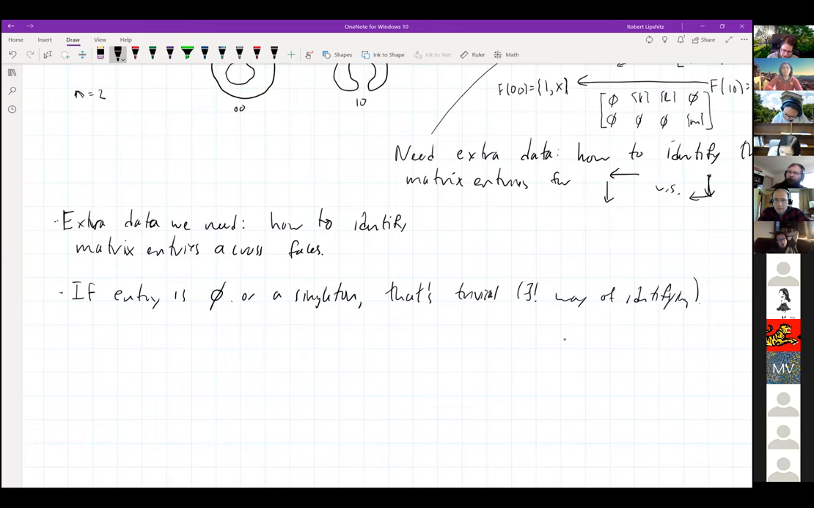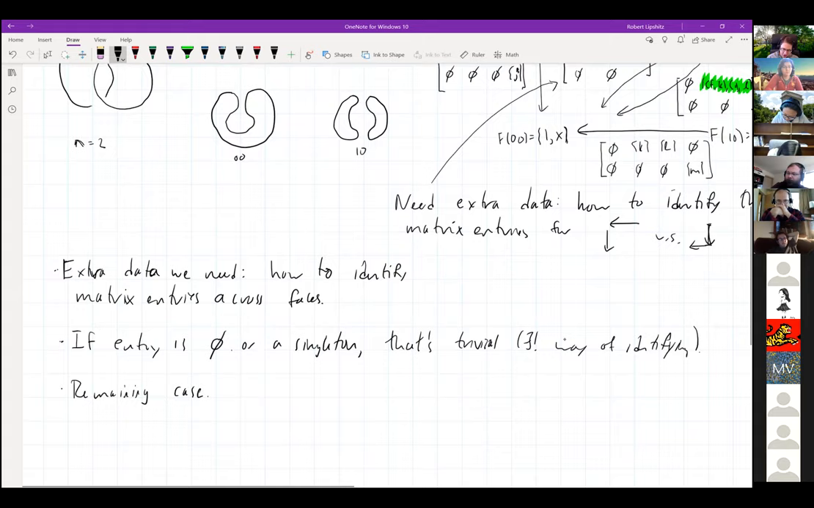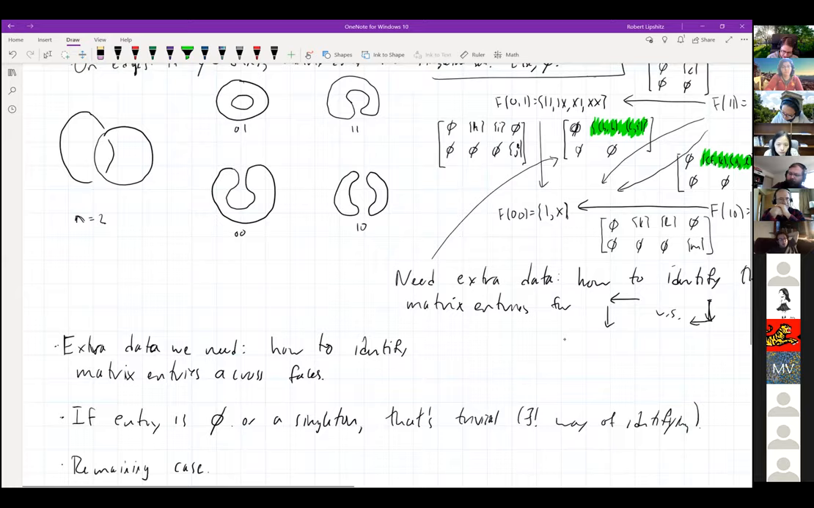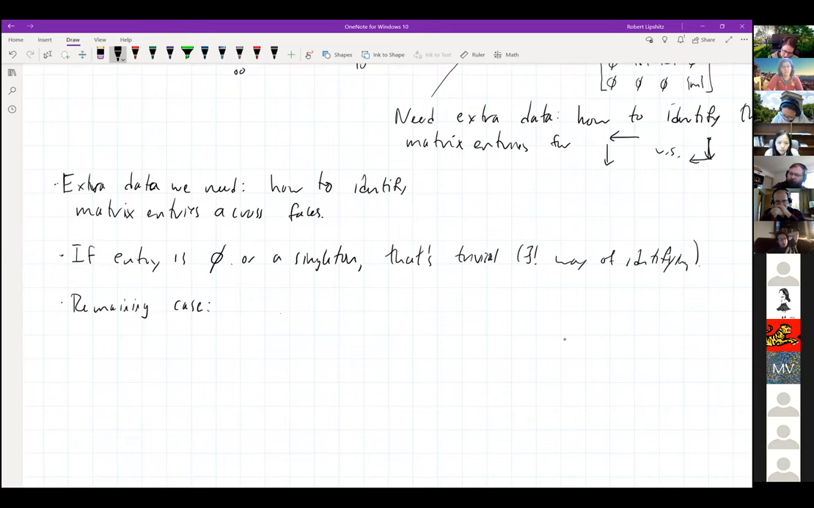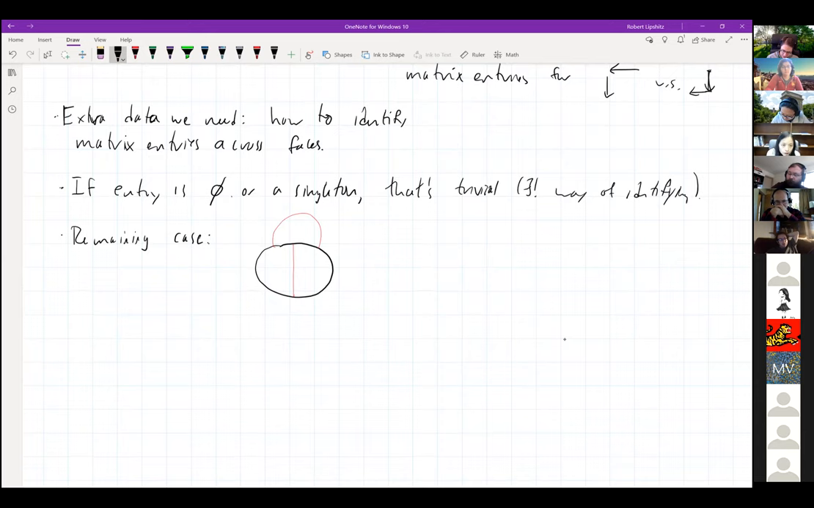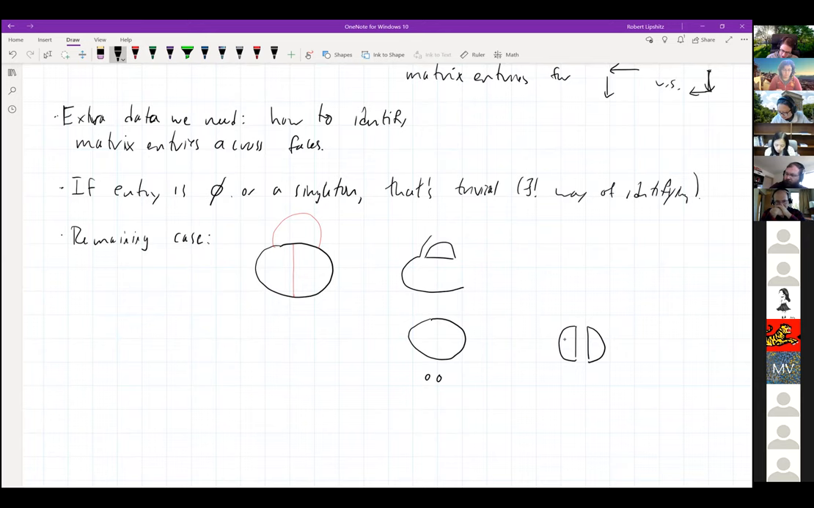And it turns out there's only one other case. The remaining case always looks like the picture that I drew up here. We like to draw it this way. In the 0,0 resolution, there's some circle, and it goes back to being a circle in the 1,1 resolution. The way that looks up to isotopy in S2, I guess, is always like this.